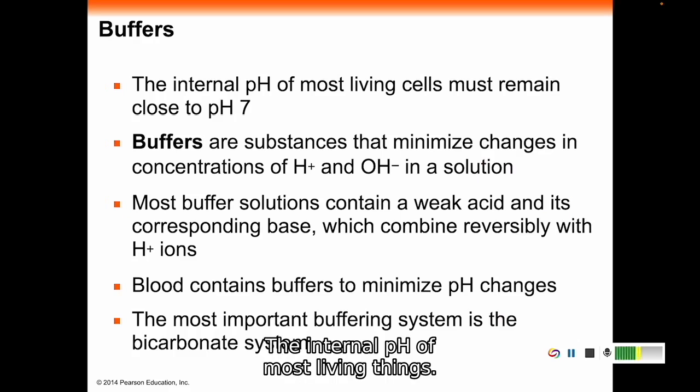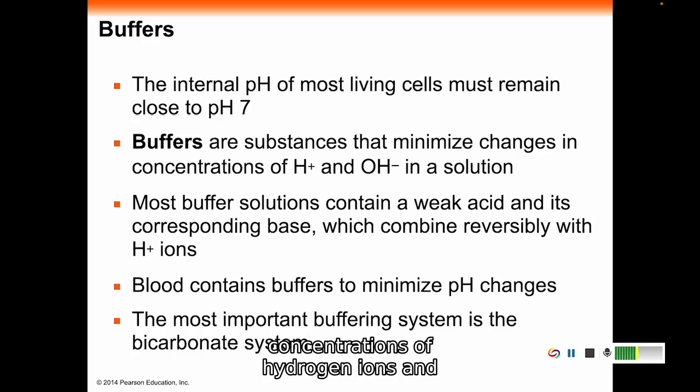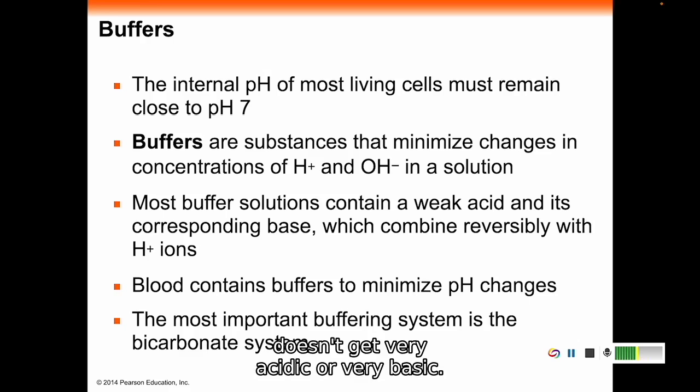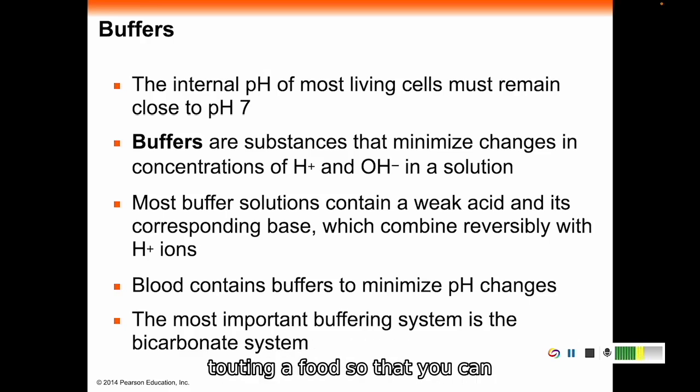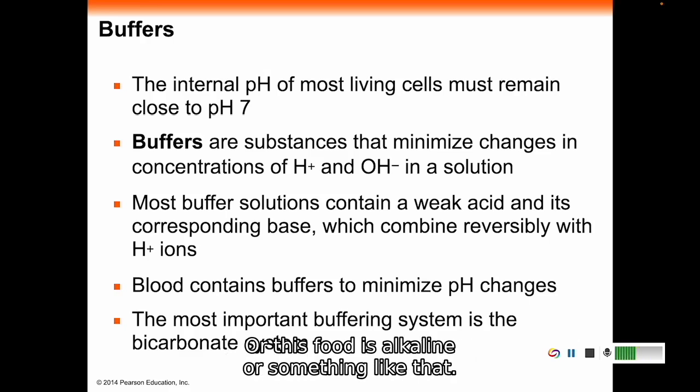The internal pH of most living things, most cells need a pH to remain close to 7. Because of that, we have buffers in our bodies. Buffers will minimize changes in concentrations of hydrogen ions and hydroxide ions so that your body doesn't get very acidic or very basic. Sometimes you'll see someone touting a food so that you can acidify yourself or so that you can stop acidifying yourself, or this food is alkaline or something like that.